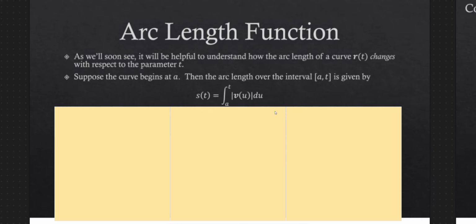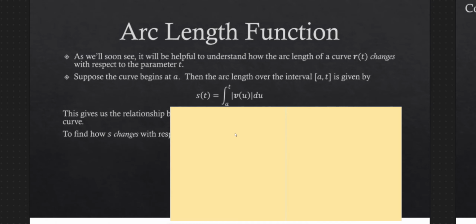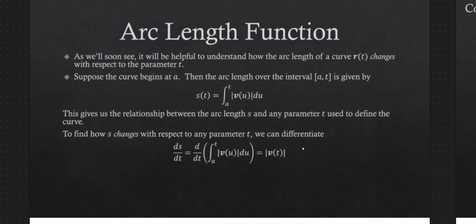And so now that we have this arc length function that accrues arc length as we go along, we can differentiate it with respect to time to study how the arc length of the curve changes with respect to the parameter t. That's the idea. So now we're going to hit this with a ds dt, or a d dt. We're going to differentiate this with respect to time. And as you can see, that's going to involve the fundamental theorem of calculus.